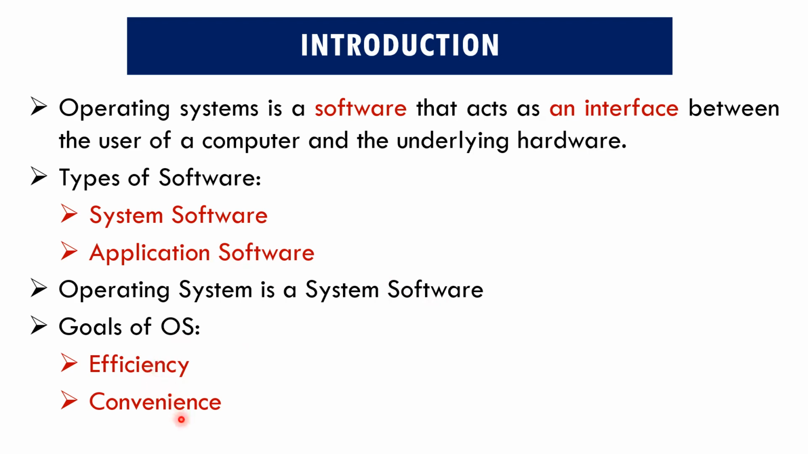efficiency and convenience. That means we have to make sure that the operating system that is being designed will be making use of the available hardware resources more efficiently. And at the same time, it has to provide more convenience to the users in order to use the computer system. So these two are the design goals of the operating system. In order to meet these design goals, operating system has to perform so many functions. And let us see what those functions are in this session.